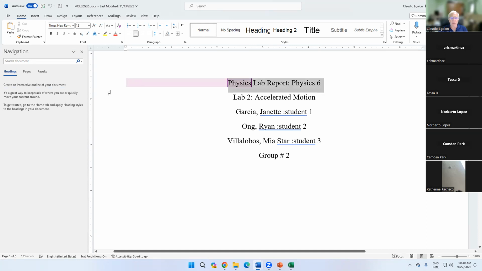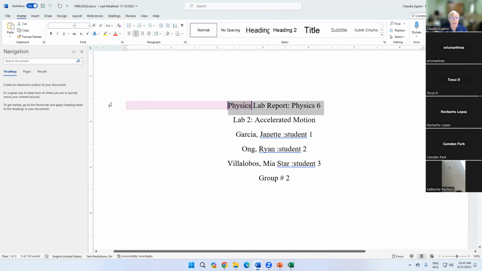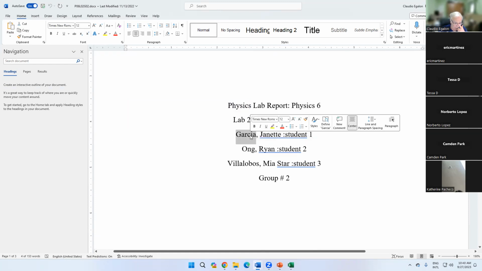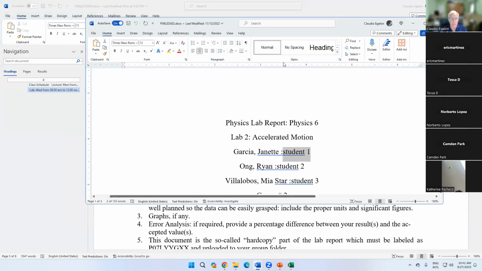Physics lab report, Physics 1, right? That's the title page. Then lab 1 is whatever. Here's lab 2. For some reason, I cannot find lab 1. And then the names of the students in alphabetical order by family name. You don't need to put student 1, 2, 3 here, okay? And what else? Group 2. Don't forget to put your group number. I need your group number there as well, right?